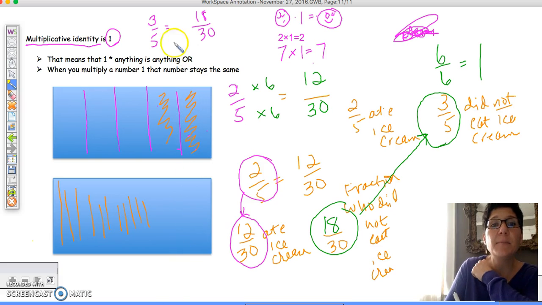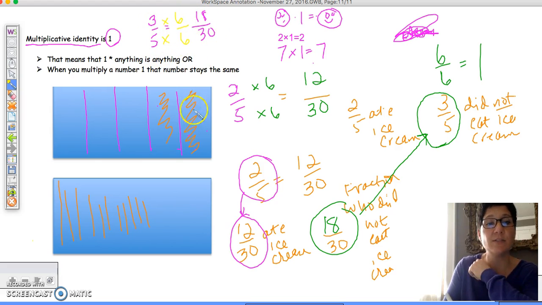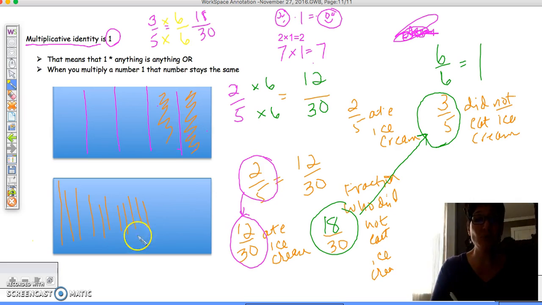What did I multiply the bottom by? And what did I multiply the top by? And if you said 6 over 6, I hope that you're like, oh my goodness, it totally works. So yeah, because 3 times 6 is 18 and 5 times 6 is 30. How cool is that? I think that's super cool.